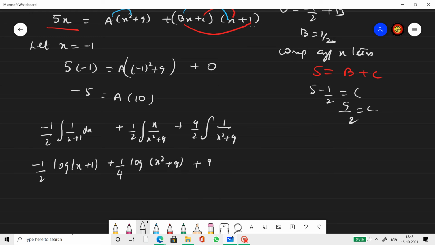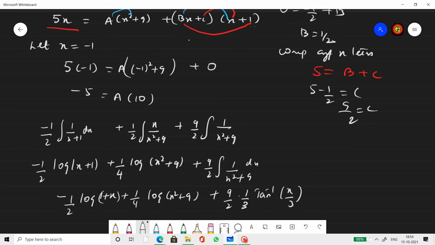And the next one is by special integral, 1 by x square plus a square. So then you integrate 1 by x square plus 9 using 1 by x square plus a square. So we get 9 by 2 into 1 by 3 tan inverse x by a. And that's the answer for this one.